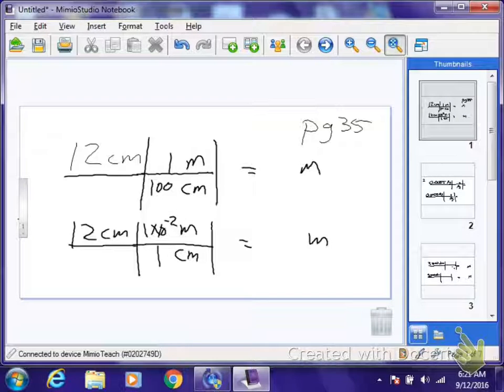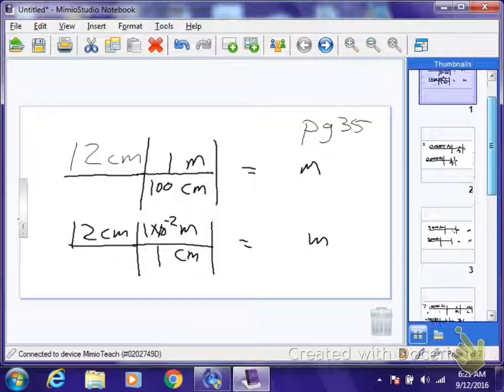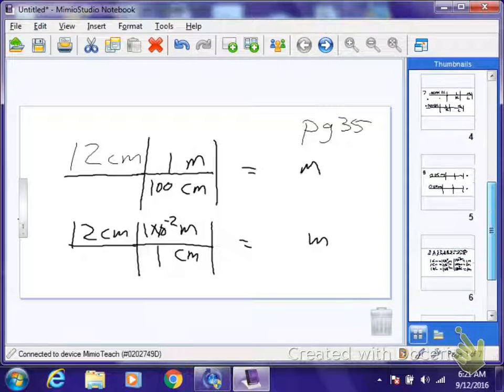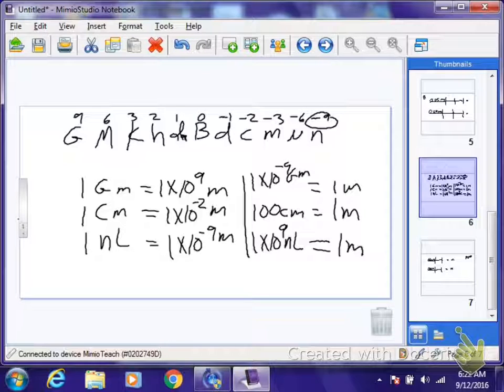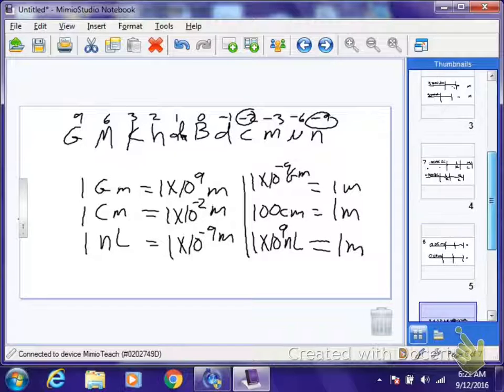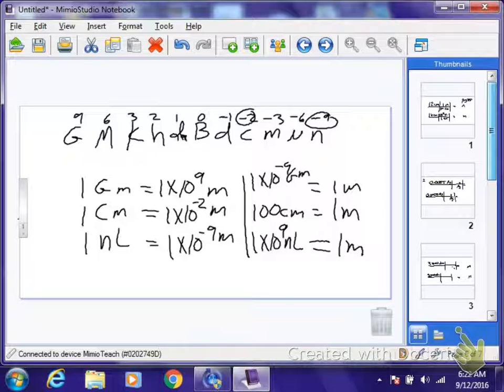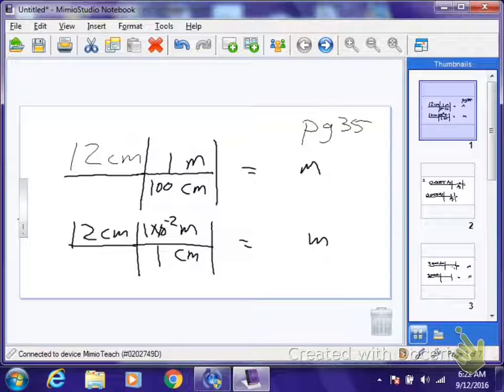If you look at your chart that we did earlier, you can see centi is to the minus second, so 1 times 10 to the minus second would go in front of the base unit, and then 1 would go in front of the prefix. So if you want to do that, you sure can. And the answer that you'd have for this one, of course, is 0.12.